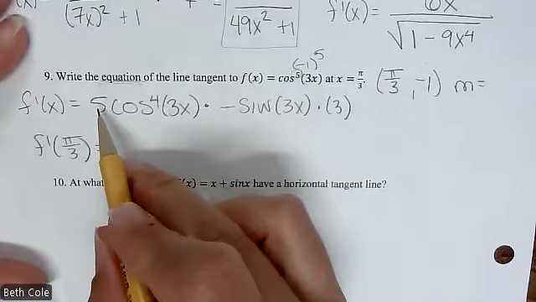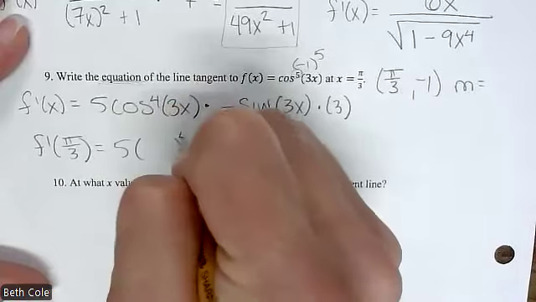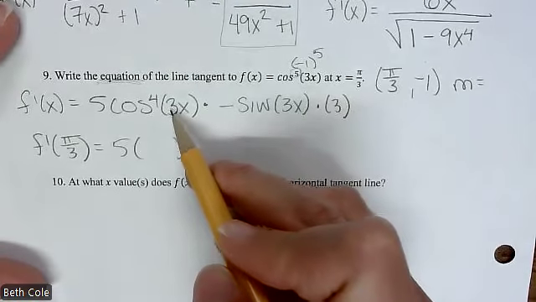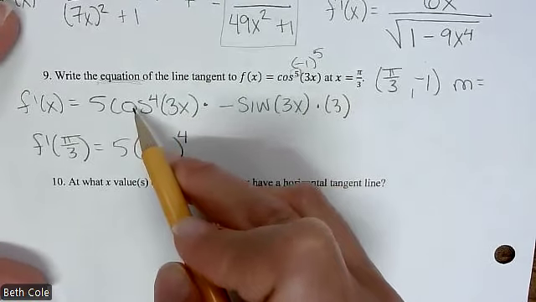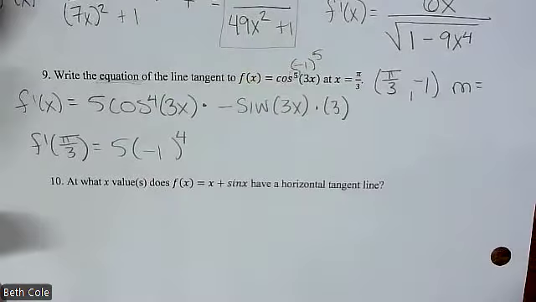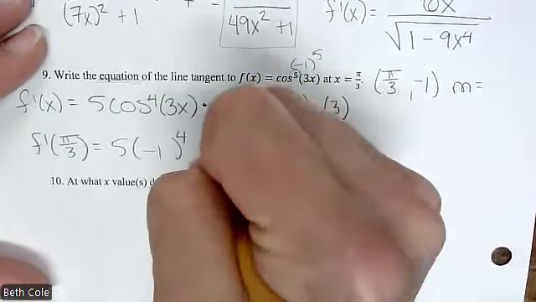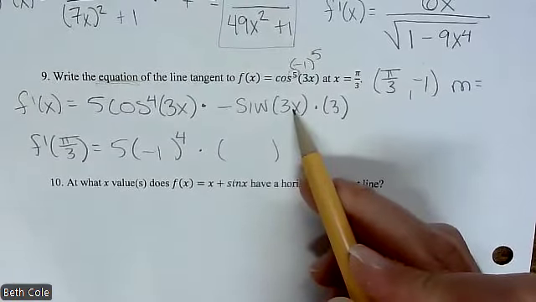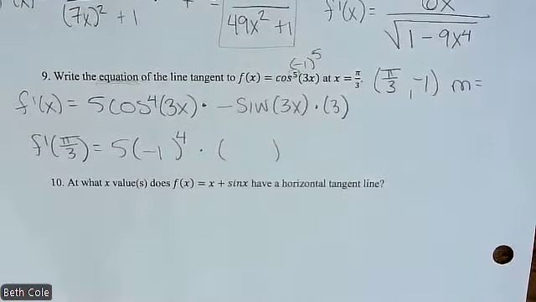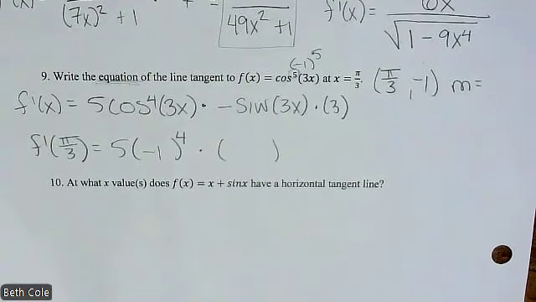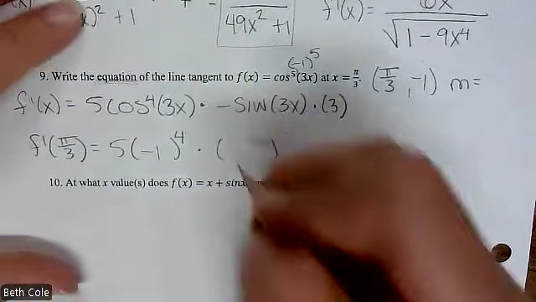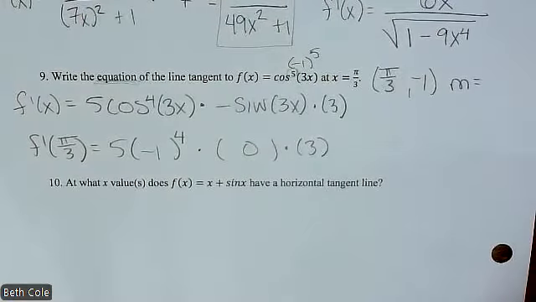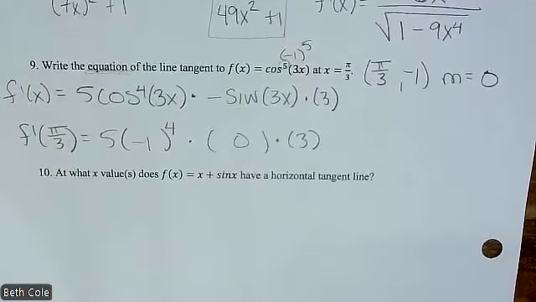So let's see. Here we're going to have 5 times something to the 4th. If you plug in pi over 3, again, the 3's cancel, it's just pi. So same thing, negative 1. Times, if you plug in pi over 3, the 3's cancel, it's just pi, but this time it's sine. So think pi is over here, it's the point negative 1 comma 0. So sine is 0, and then just times 3. I have really good news for you. That whole thing comes out to 0.